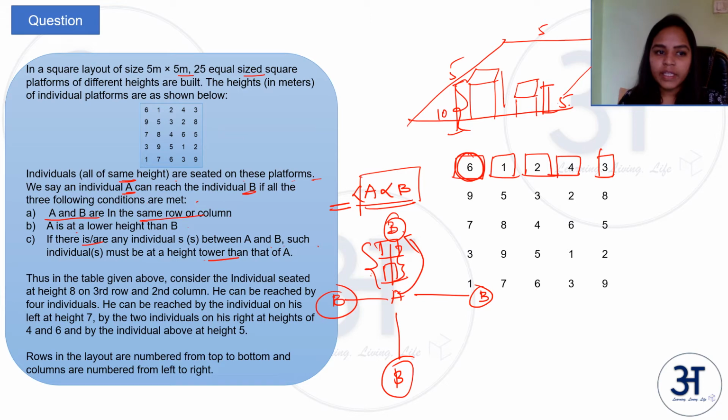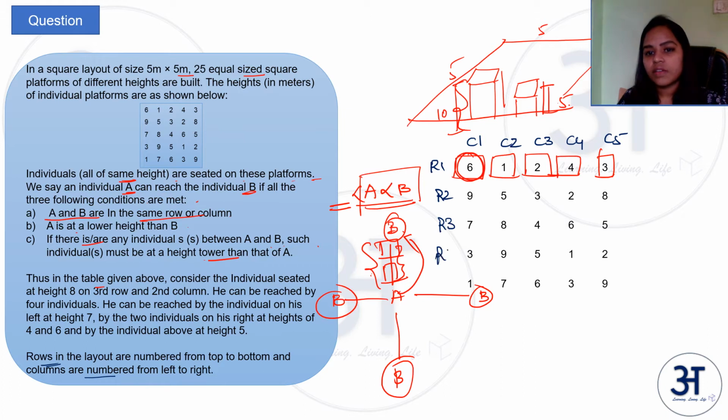And then they gave an example for this. Let us see what this example is. First let us read the last line. Rows in the layout are numbered from top to bottom and the columns are numbered from left to right. So the columns are left to right: C1, C2, C3, C4 and C5. And rows are from top to bottom: R1, R2, R3, R4 and R5. What they gave here is the individual seated at height 8 on the third row, second column. So third row, second column, this is the individual who is seated on height 8.